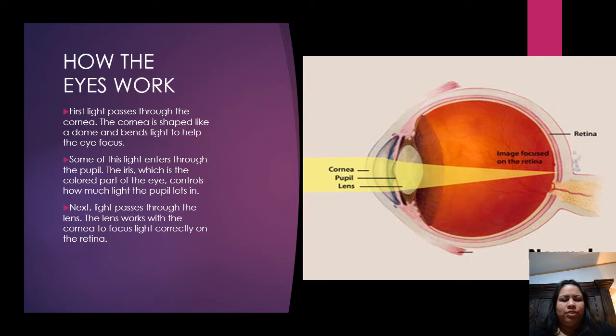Next, light passes through the lens. The lens works with the cornea to focus light correctly on the retina.